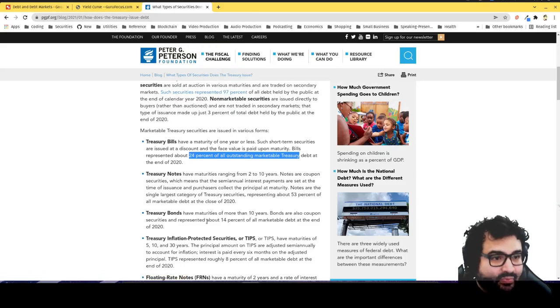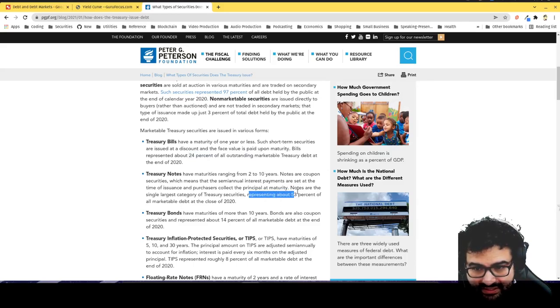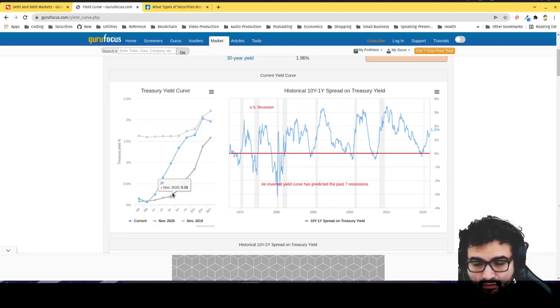And again, it's not that the government would go broke, but if they have to keep, and they're already printing money, we'll come back to that. Now we take a look at Treasury Notes. That represents 53% of the debt. So that's more than half of the debt.